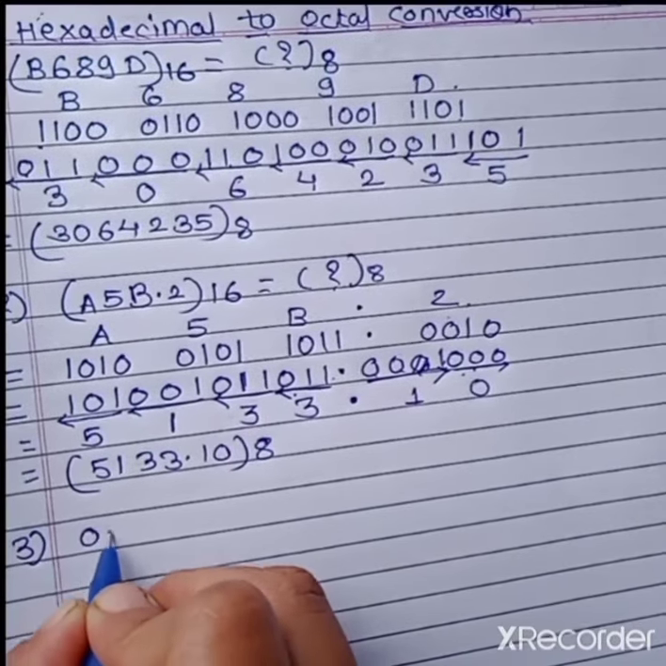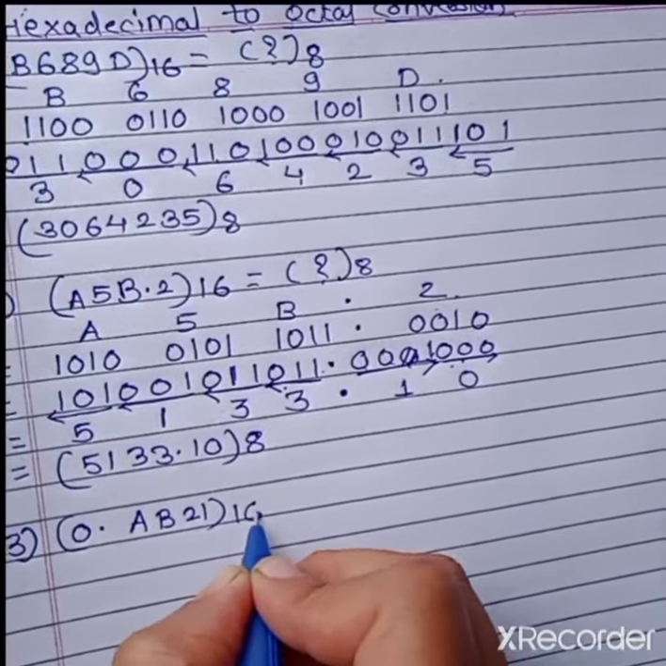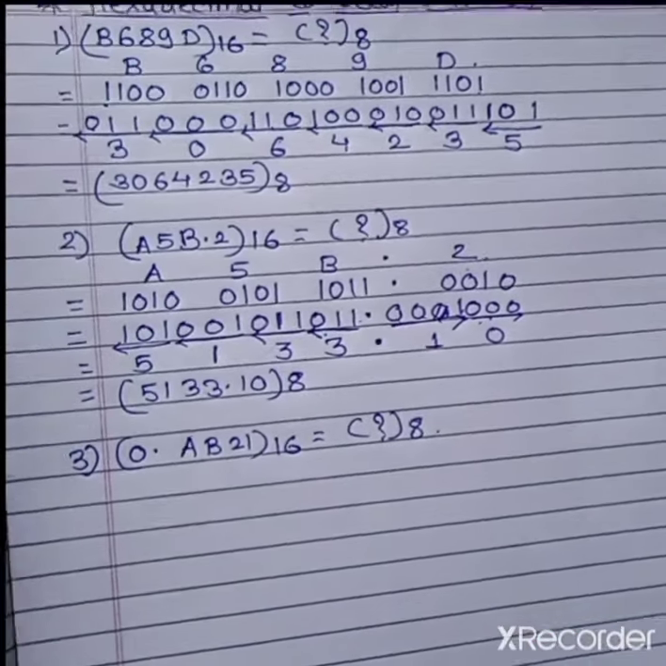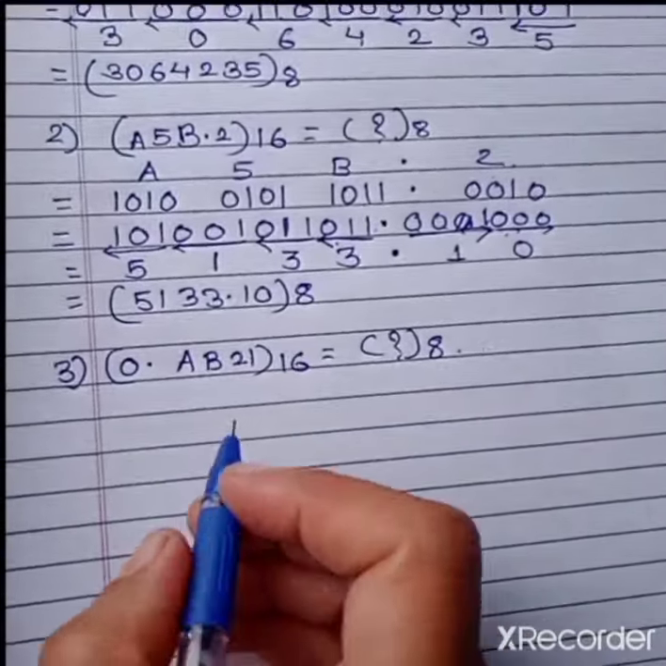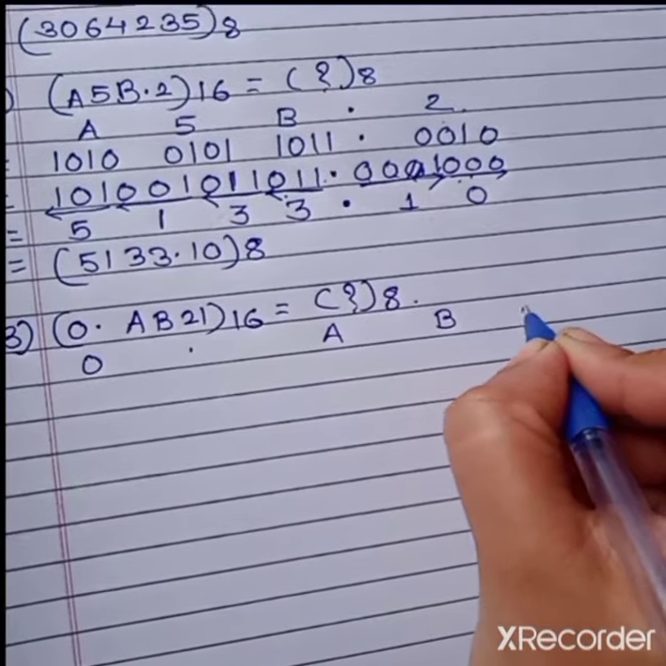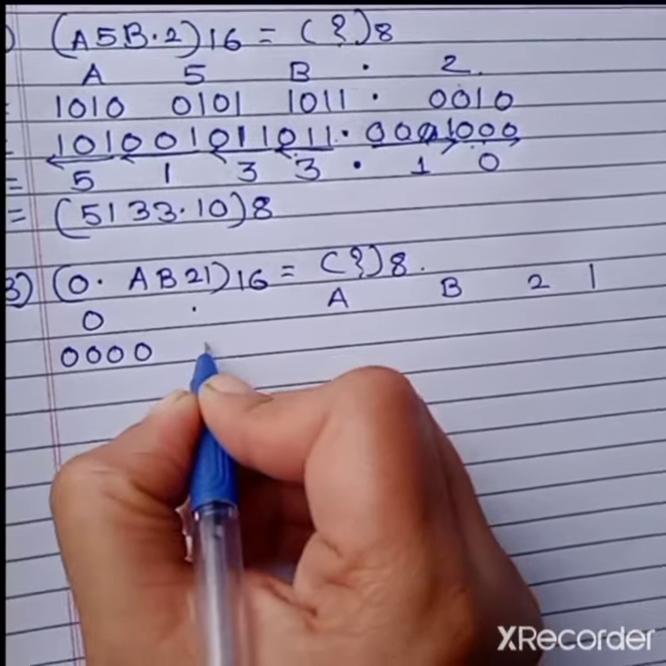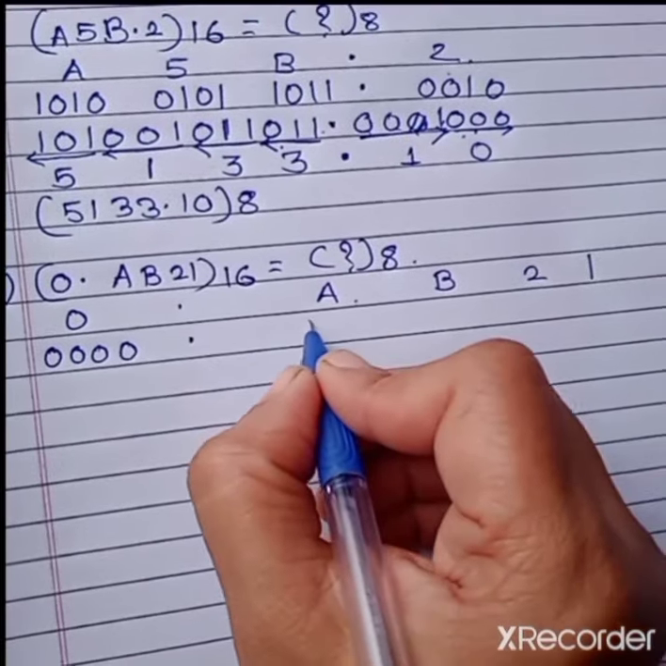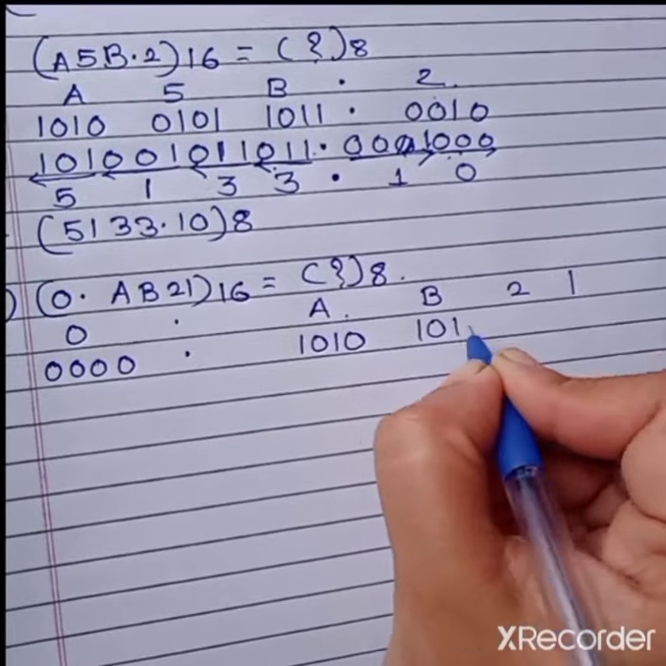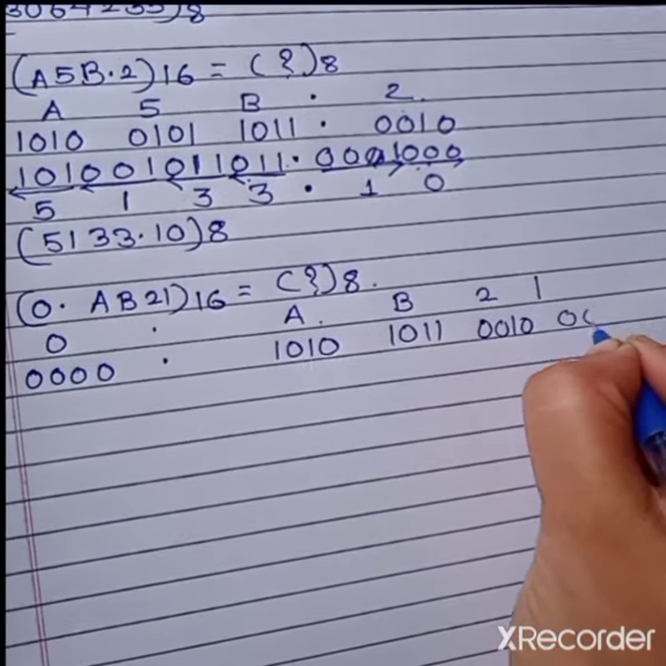Next example, 0.AB21 to the base 16, converted into an octal number. 0, point A, B, 2, 1. Represent it in 4-bit binary. A means 10, so it is 1010. B means 11, 1011. 2 means 0010 and 1 means 0001.